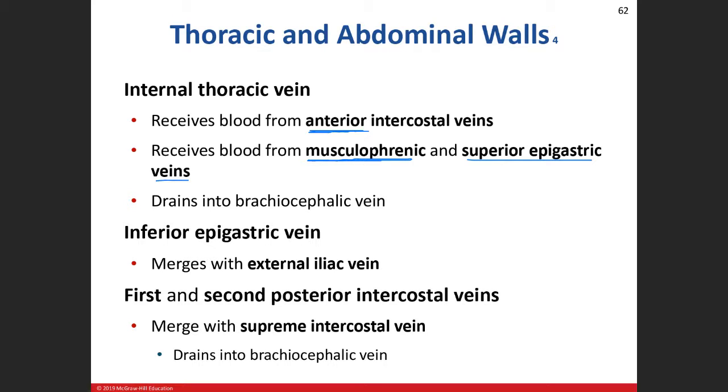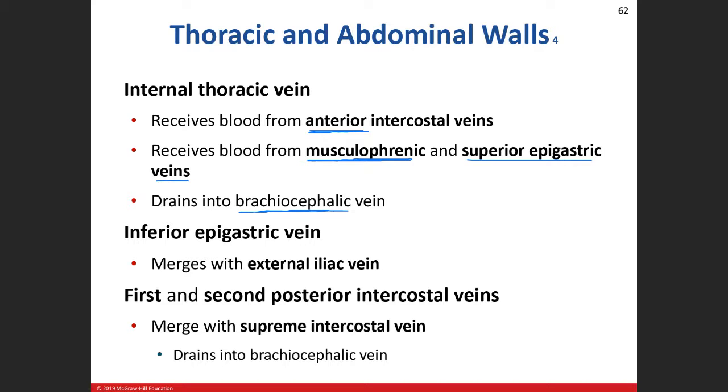But here's the thing. The internal thoracic vein drains into the brachiocephalic vein. The internal thoracic artery branches off of the subclavian artery. Some people will get that confused. They'll think because the internal thoracic artery comes off the subclavian artery, then the internal thoracic vein will also come off of the subclavian vein. It does not. It drains into the brachiocephalic vein.